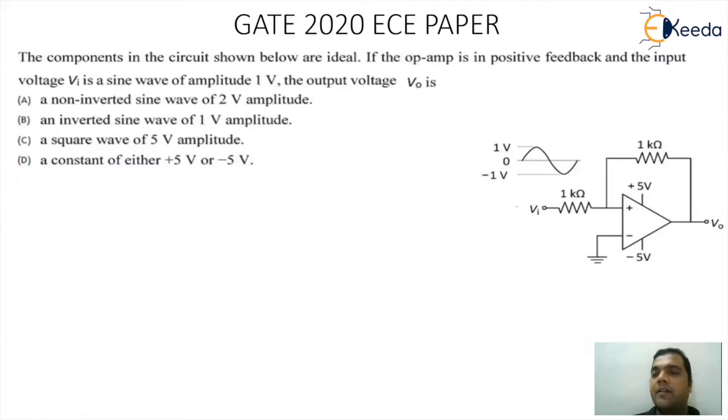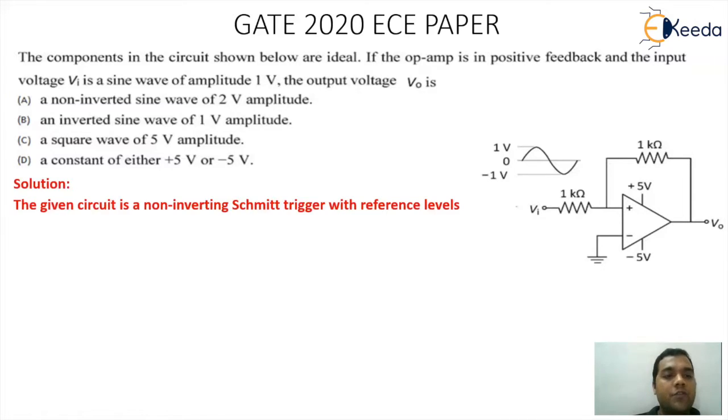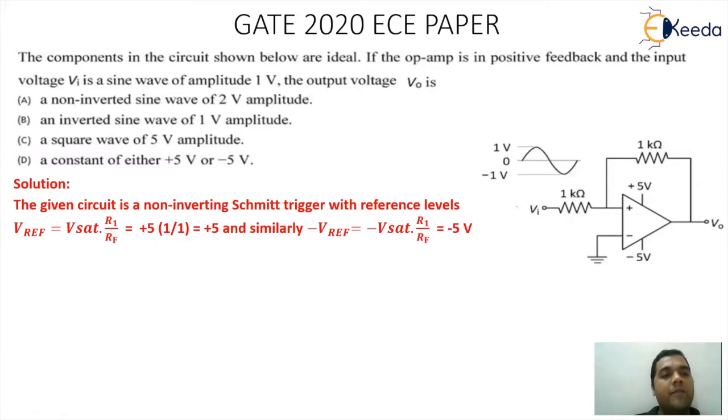The feedback resistance Rf is 1 kilo ohm and the path resistance R1 is also 1 kilo ohm. This circuitry is a non-inverting Schmitt trigger, where the reference level is given as Vsat into R1 by Rf. Here the Vsat value will be 5 because the VCC supply is plus minus 5, so the maximum possible value of Vsat is 5. So it will be 5 into 1k by 1k, which gives plus 5. Similarly, the negative reference will be minus 5.